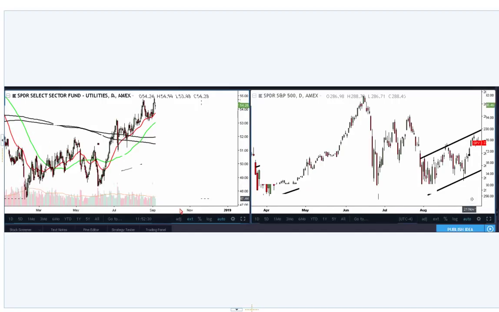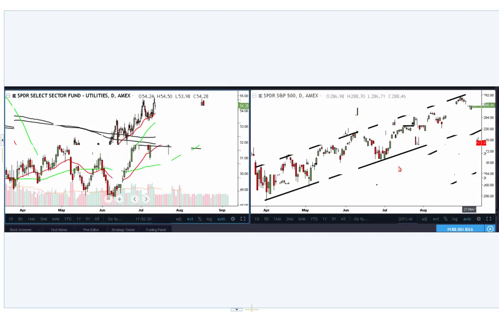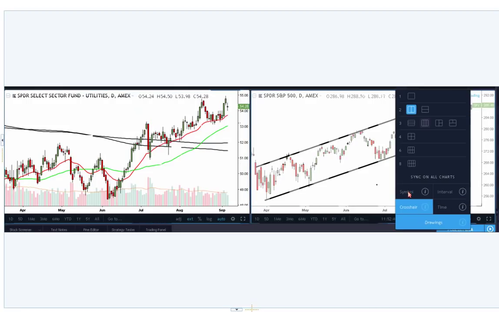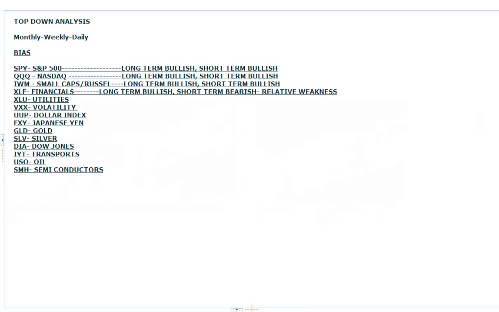All right, let's pull this up here. So utilities, you would say short-term bullish. Long-term is also in a way bullish. Okay, so that's inverse to the market. So that's not a good thing for the market. Let me type this in red. So long-term bullish utilities, not a great thing for the market.